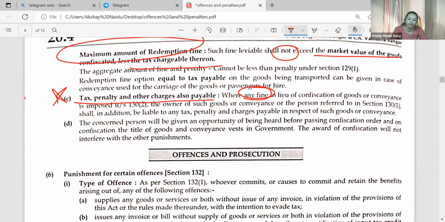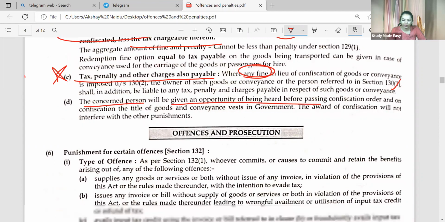And important. Suppose a person is of the contention that he has paid the fine in lieu of confiscation, so now he is not liable to pay the tax, interest and penalty. No, the contention is incorrect. यहाँ पे सिर्फ तुम्हें समझना है कि even if you pay the fine, tax, interest and penalty are mandatory. The concerned person will be given an opportunity of being heard before passing the order.